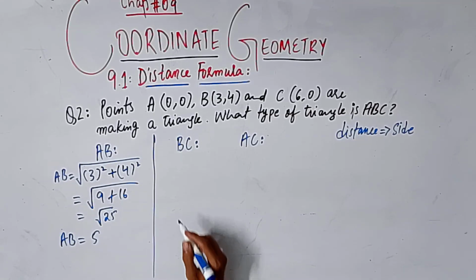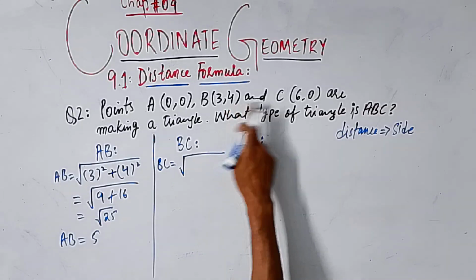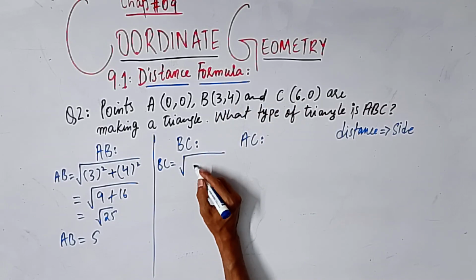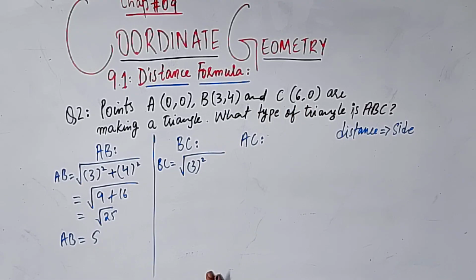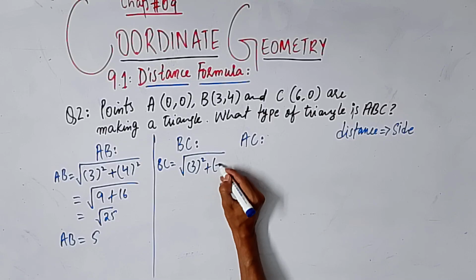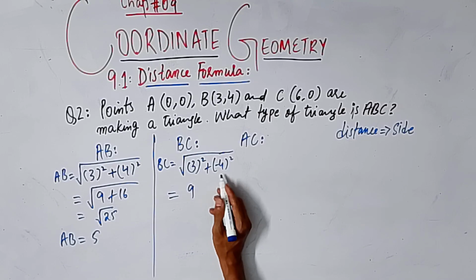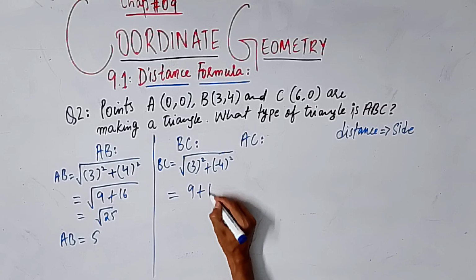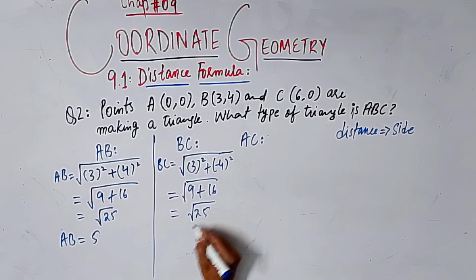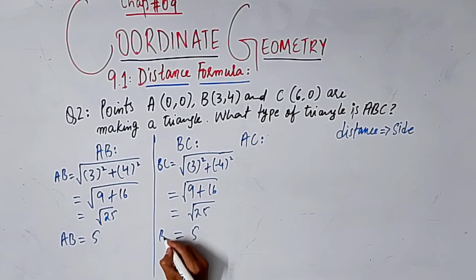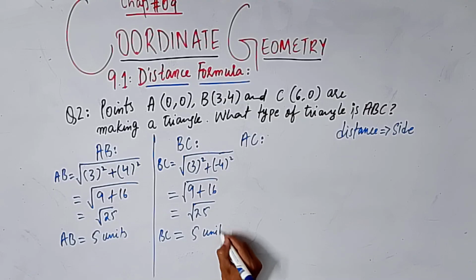Now let's find BC. So for BC we have B and C. x2 minus x1 will be 6 minus 3, 3 squared. y2 minus y1 will be minus 4 squared. So we will get 9 plus 16, since 4 fours are 16. That is 25. It is also coming 5. They both are coming the same.